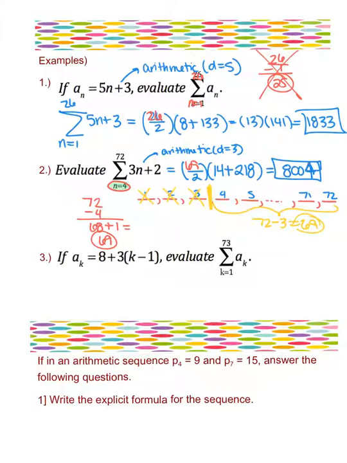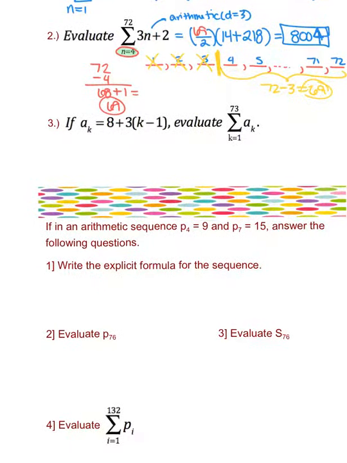Good work. All right, so the next example, if a sub k is equal to 8 plus 3 times k minus 1, evaluate the series from k equals 1 to 73 of a sub k. Okay, so it's important here to take a look at my a sub k and recognize that this is arithmetic. Now, it doesn't look like a linear equation in slope-intercept form. It's actually been given to me in that very basic first definition we learned, where my 8 is my a sub 1 and my 3 is my common difference.